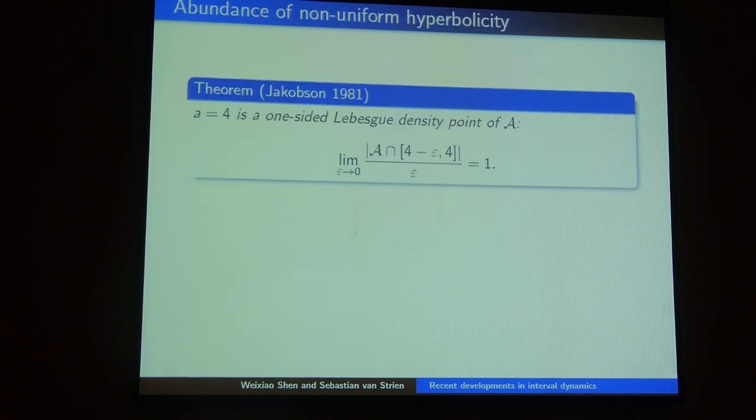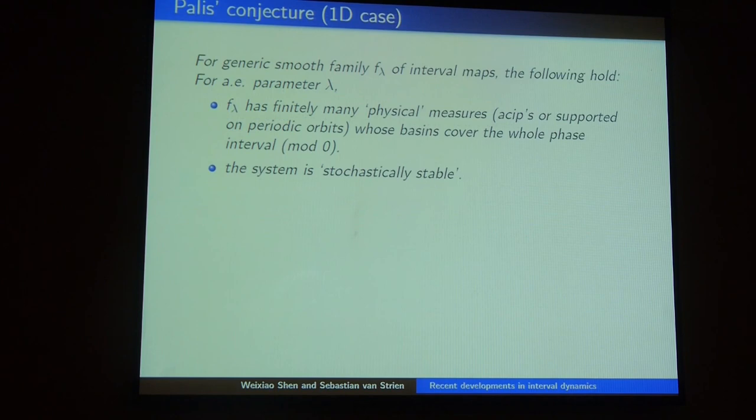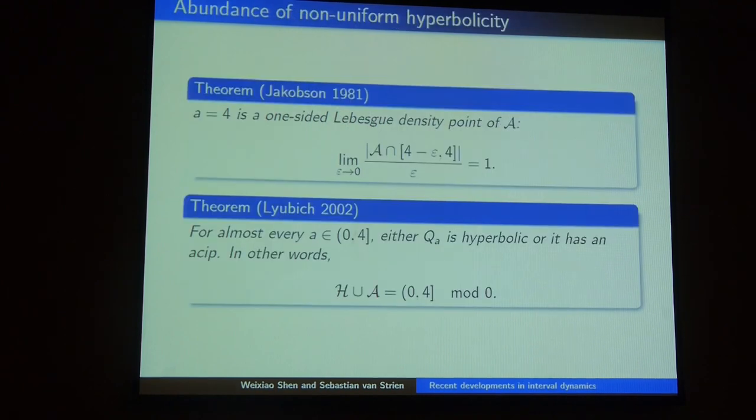What exactly Jakobson showed was that he looked at the parameter 4 and nearby. He proved that for the stochastic parameters, the point 4 is a one-sided Lebesgue density point of the set of stochastic parameters. And the regular or stochastic dichotomy of Lyubich says that the hyperbolic parameters and the stochastic parameters are basically the only cases if we are happy with talking about typical dynamics. So you have H, the hyperbolic parameters, and the stochastic parameters. We take the union, it's not the whole space, but it is the whole space up to a set of Lebesgue measure zero.